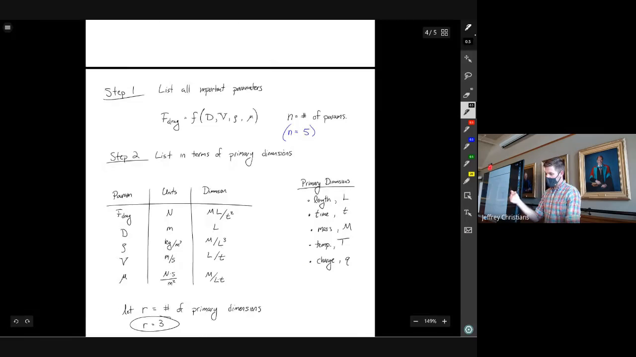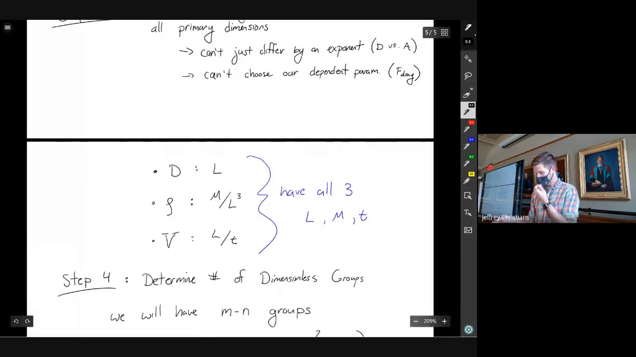We started steps 1 through 4 last time, where first we listed all the parameters. We have 5 of them: drag force, diameter, velocity, density, viscosity. We listed them in terms of their primary dimensions, like length, time, and mass. Then we chose 3 of them, diameter, density, and velocity, where together these 3 have all of our dimensions, mass, length, and time. So we have these 3, D, rho, and V.